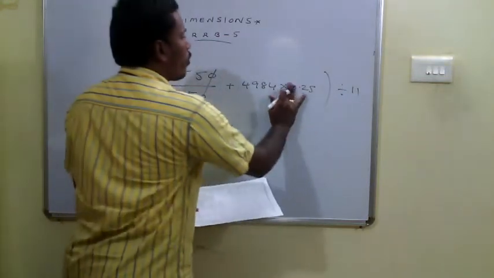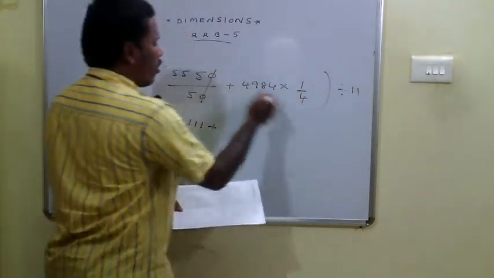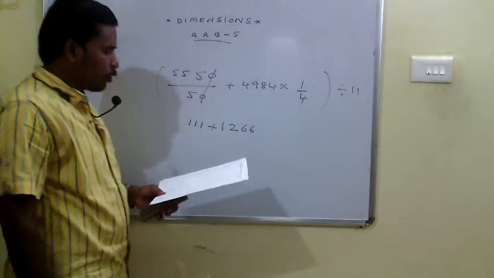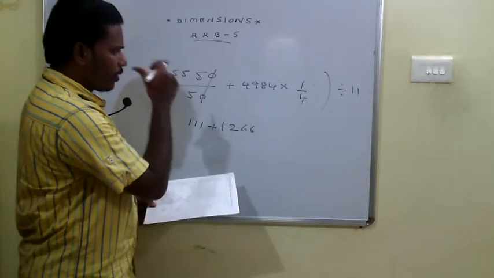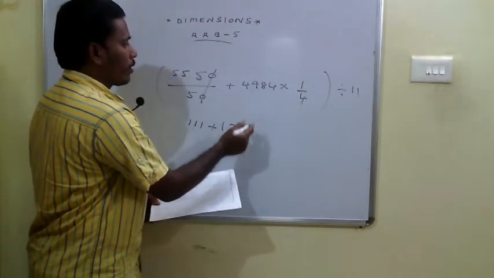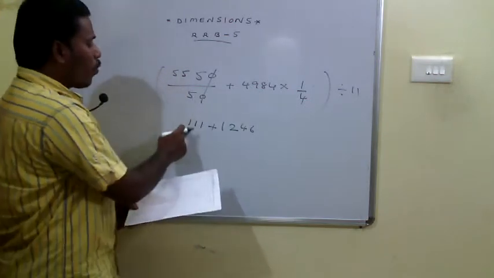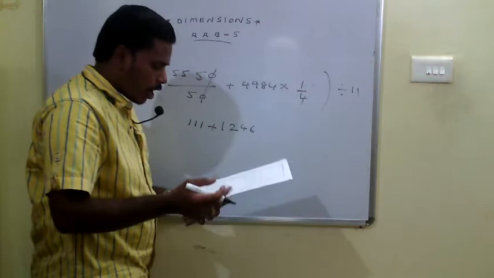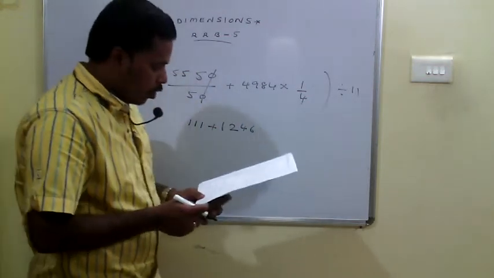Then coming to this, 0.25 is nothing but 1 by 4. 4 ones are 4, 4 twos are 8, 4 sixes are 24 and again it is 6. 1 2 4 6. Right. So 111 plus 1246 when divided by 11, we need to calculate. And automatically you will get your approximate value as nearer to 124.